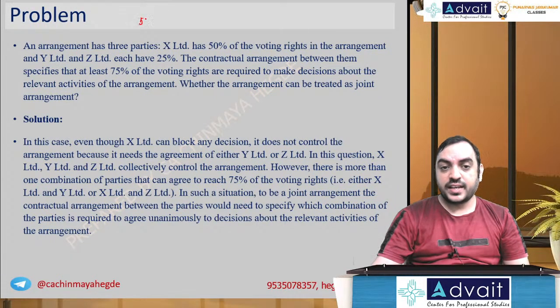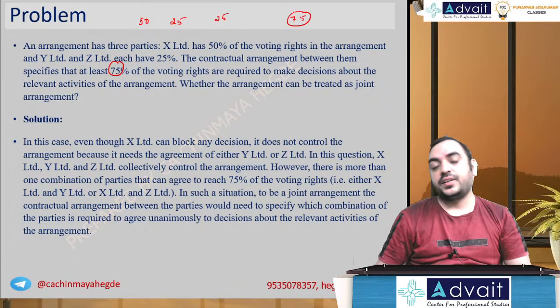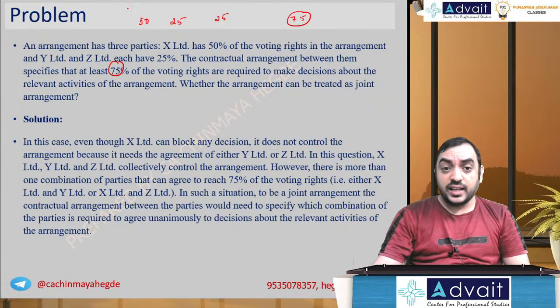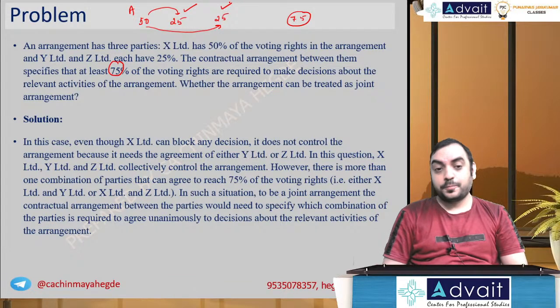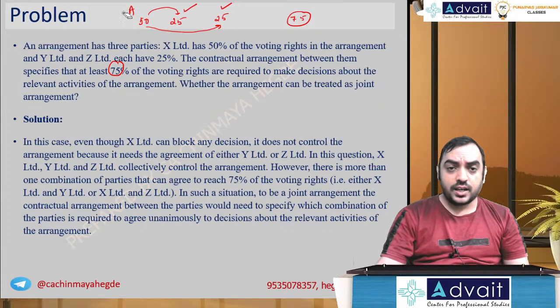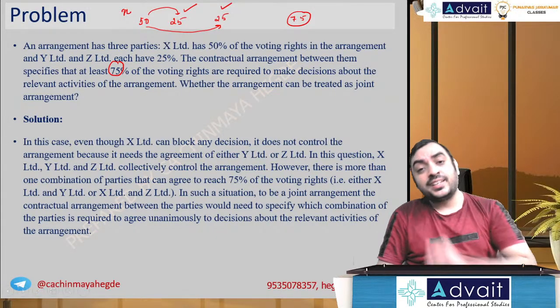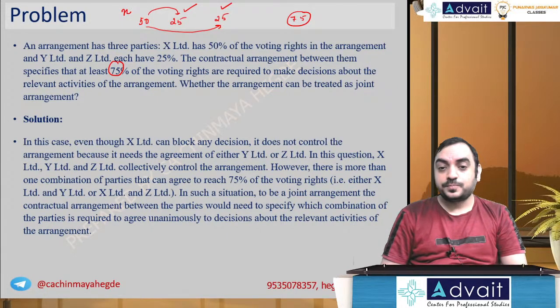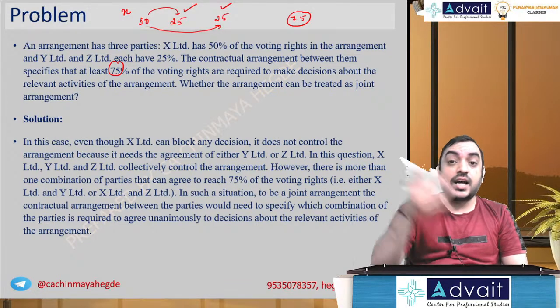So you have the arrangement as 50, 25, 25, and at least 75% is required. Definitely an individual cannot make the decision, since 75% is required. So X Limited along with Y Limited can make the decision, or X Limited along with Z Limited can make the decision. So it needs another party's support.